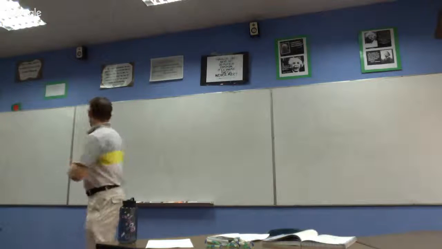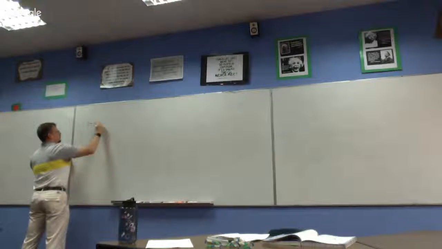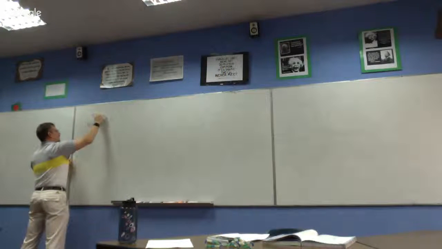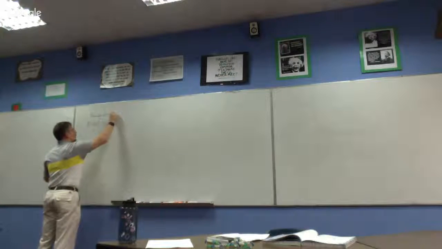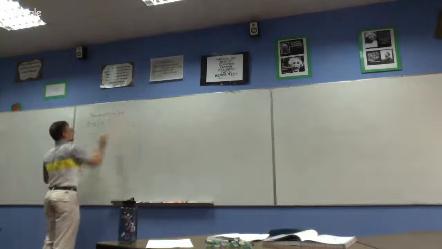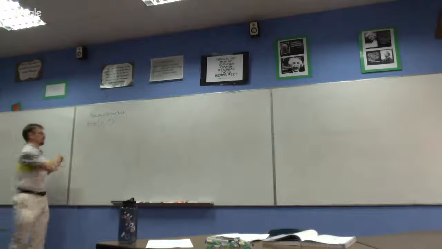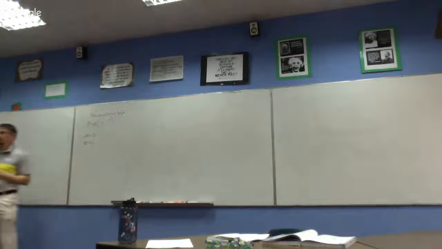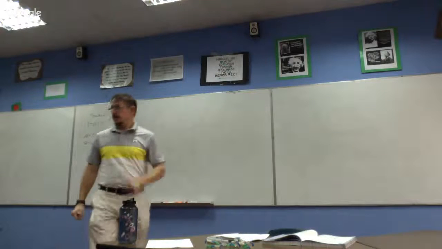So standard normal distribution, which X is normally distributed with a mean of 0 and a standard deviation of 1. Not X is 0, mean is 0. Your mean is 0 and your standard deviation is 1. Okay? So, that's our standard.